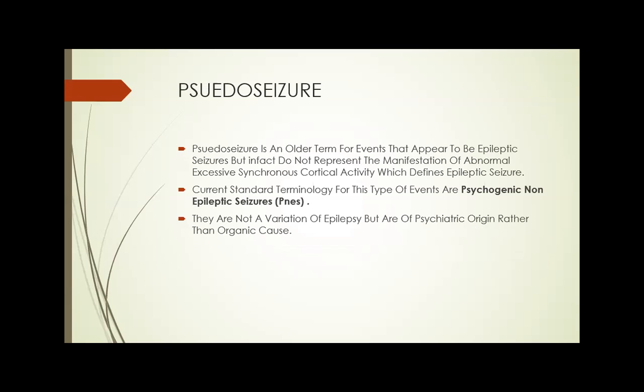Now, pseudoseizure. Pseudoseizure is an older term for events that appear to be epileptic seizures, but in fact do not represent the manifestation of abnormal excessive neuronal activity in the brain, which defines the epileptic seizure. Current standard terminology for this type of event is psychogenic non-epileptic seizures, or PNES. They are not a variation of epilepsy, but are of psychiatric origin rather than organic cause.